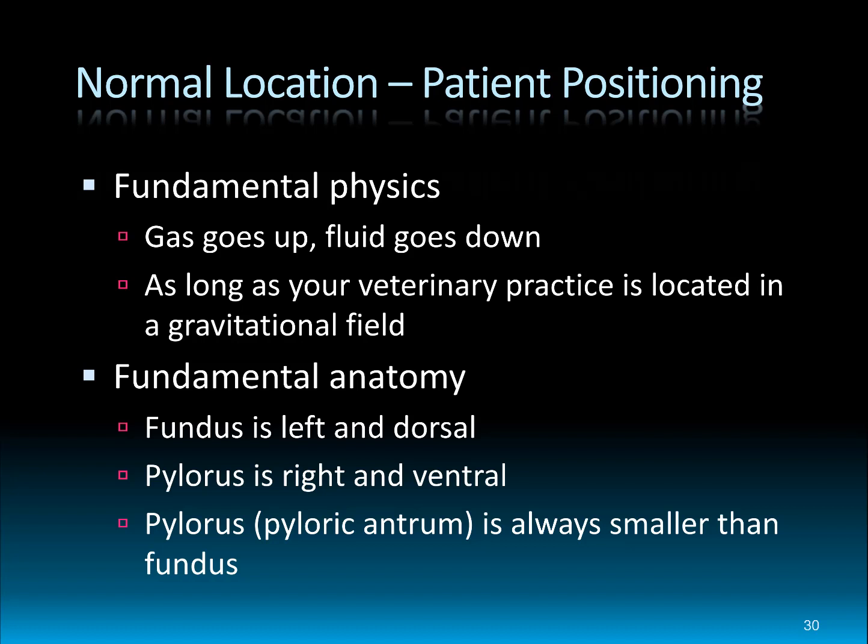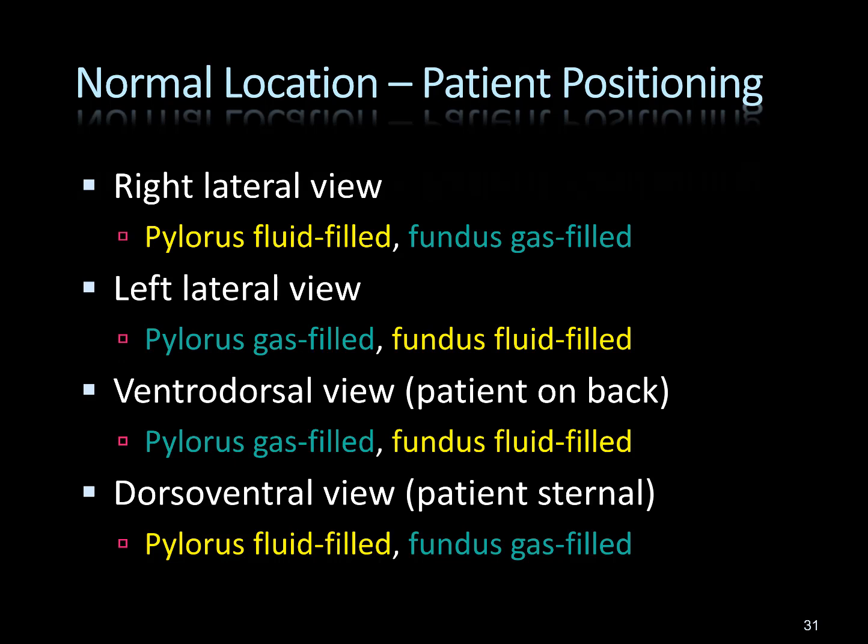And so as long as you remember where the different structures live, i.e. fundus is on the left and dorsal, pylorus is on the right and ventral, and remember that the pylorus is smaller than the fundus, you can use that to sort out the different recumbencies and what the stomach should look like with the patient in different positions. Again, this becomes important as we go down to looking at gastric dilatation and volvulus, where the various parts of the stomach are not located in the appropriate places.